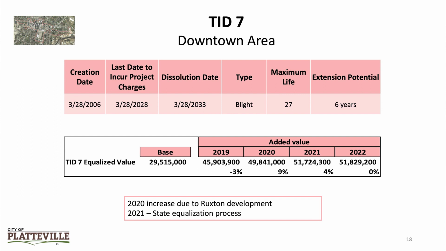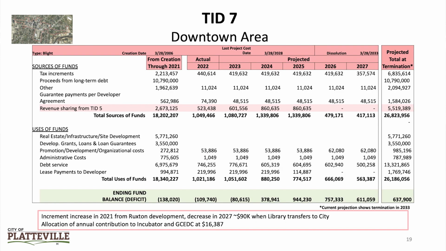And then you can see the change in values over the last 4 years. And in actual fact, there was a tiny increase from 21 to 22, reflected as 0% on this chart. But it did see growth due to the Wuxton development and in years prior to that due to the Holiday Inn. Okay, moving forward to the results.